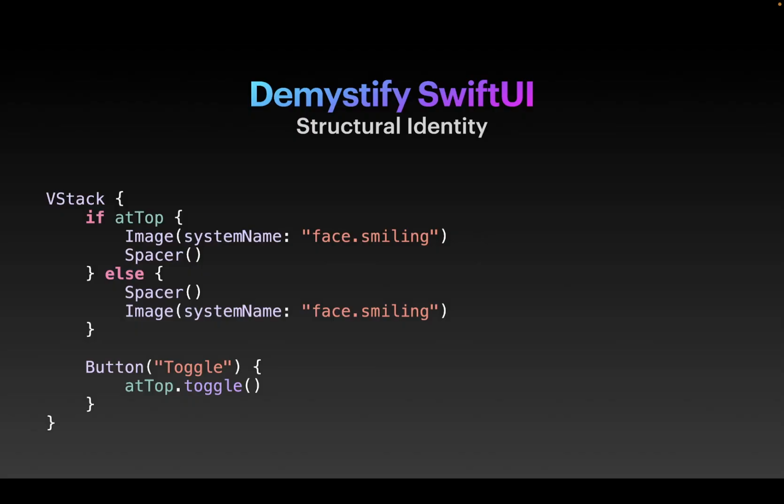Take a look at this. I have a VStack. Let's assume we have an atTop Boolean. If it's atTop, I put the image with a spacer. If it's not, I put a spacer first and then the image, and I have a button to toggle the atTop variable. So what kind of behavior do we have right now? Anybody? What kind of layout did we achieve by doing this?